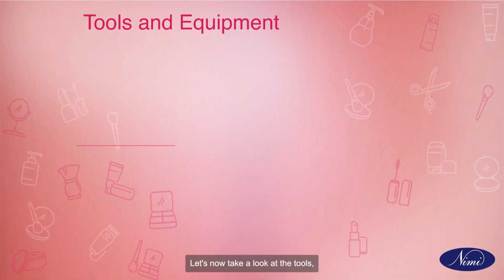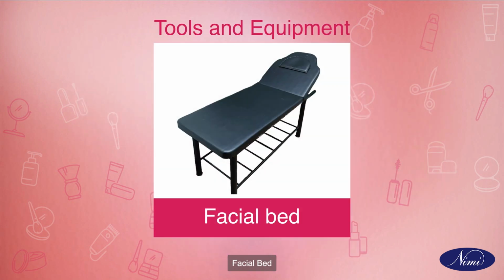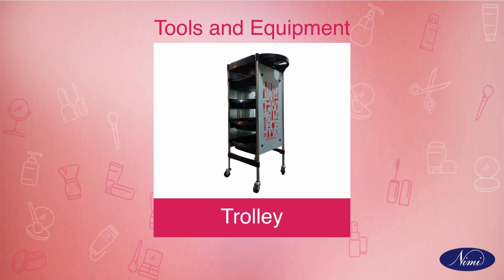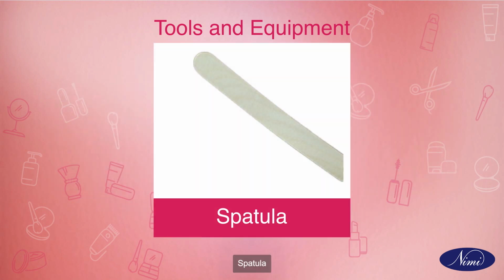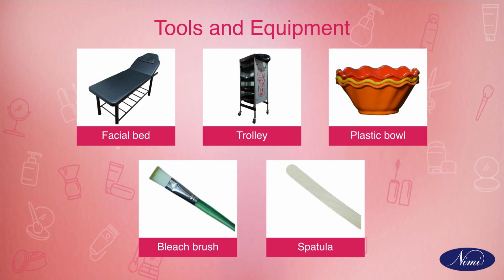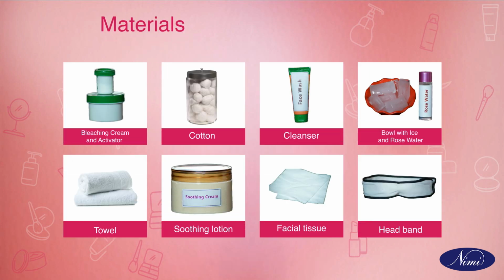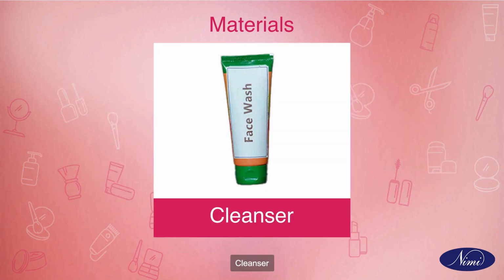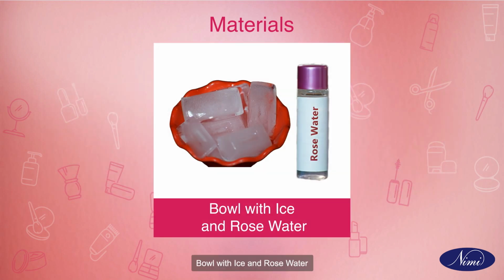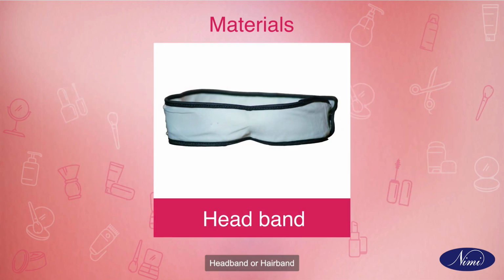Let's now take a look at the tools, materials, and equipment required for the bleaching procedure. We will need the following tools and equipment: facial bed, trolley, plastic bowl, bleach brush, spatula. We will also need the following materials: bleaching cream and activator, cotton, cleanser, bowl with ice and rose water, clean sanitized face towel, soothing lotion, facial tissue, headband or hairband.